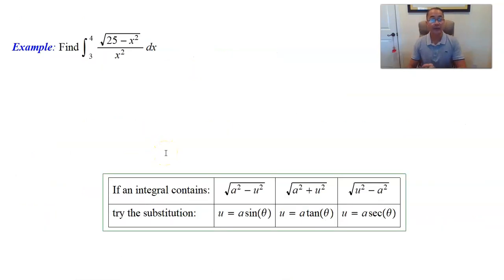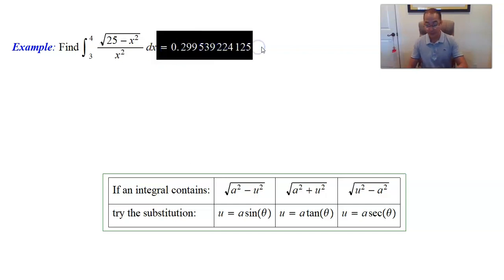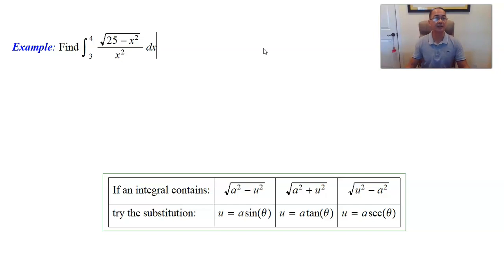We're going to do 4 examples, and here's our first one. I want the definite integral from 3 to 4 of radical 25 minus x squared all over x squared dx. And, oh dear Maple, what is the answer? It is approximately 0.3. Maple could have given us the exact answer, but I'm not going to show it to you because it's going to be different from the answer that we're going to get.